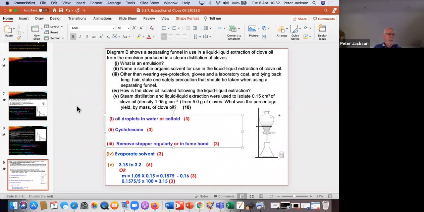Now, there are a couple of other experiments that we could cover there in organic, but we've covered the main ones. I think it's reasonably unlikely that formation of benzoic acid will come up, but it could come up, so don't forget it.